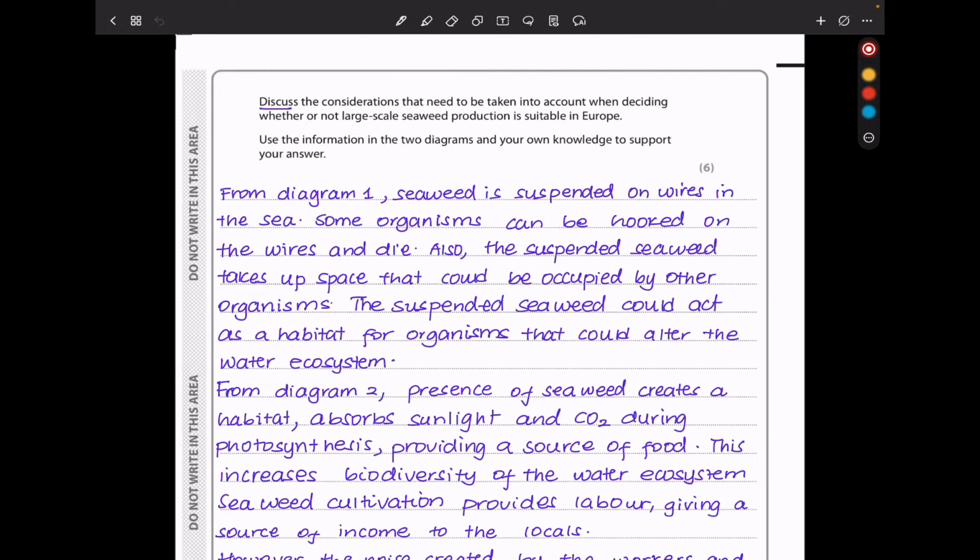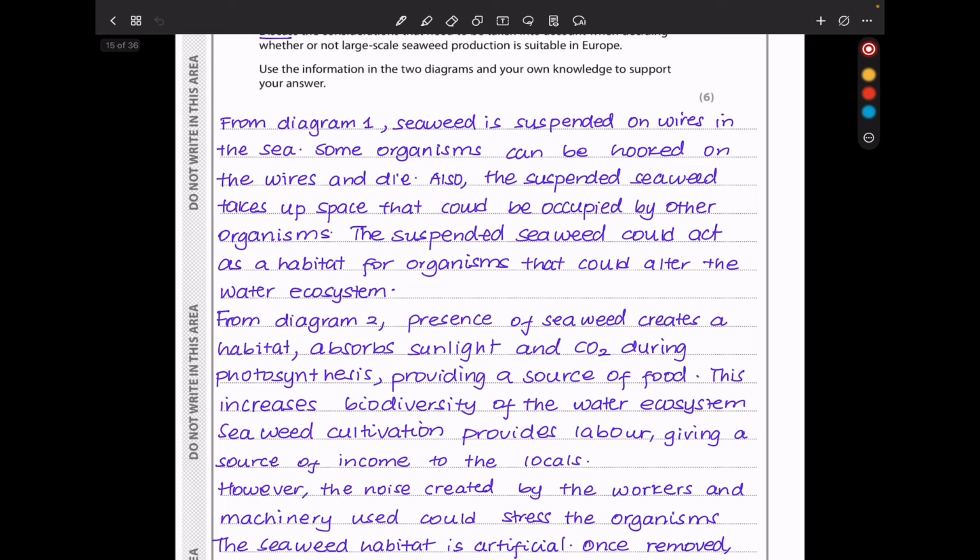So they say discuss the considerations that need to be taken into account when deciding whether or not large-scale seaweed production is suitable in Europe. Use the information in the two diagrams and your own knowledge to support your answer. Like I said already, here I looked at it in two different sections. I began with the first diagram and then with the second one.